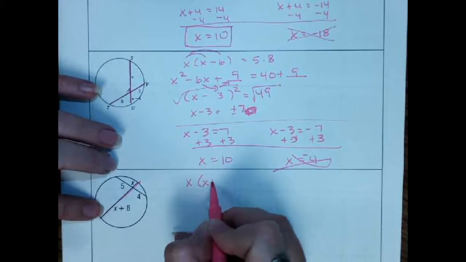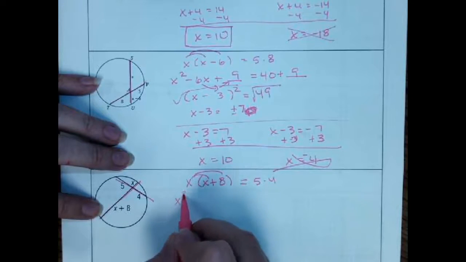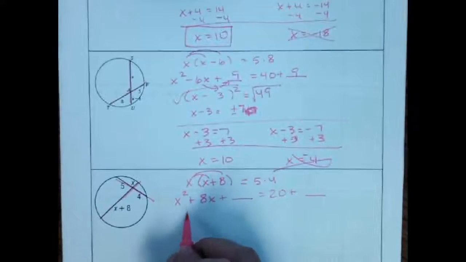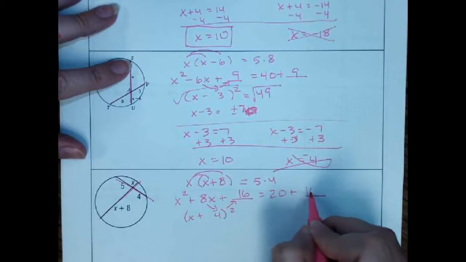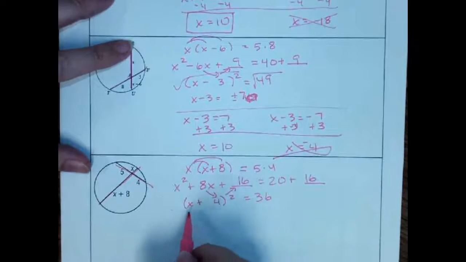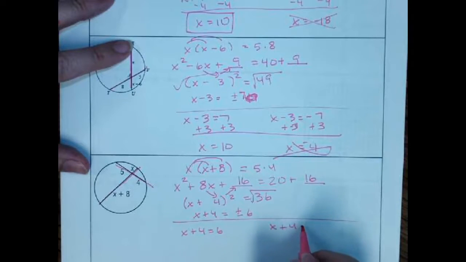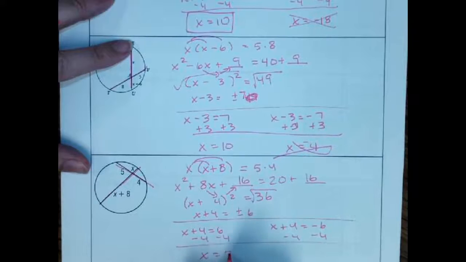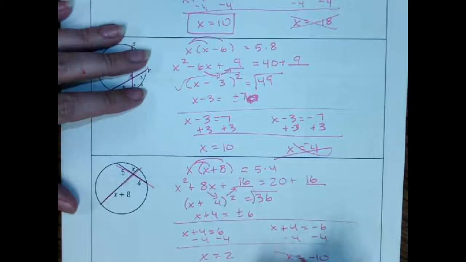x plus 8. And then this, 5 times 4. Distribute. Add your blanks. Divide as you go down, square as you go up, add it on both sides, take the square root, write as two equations, solve. Which one makes sense? Well, this one is okay, this one negative doesn't make any sense. That's my answer.